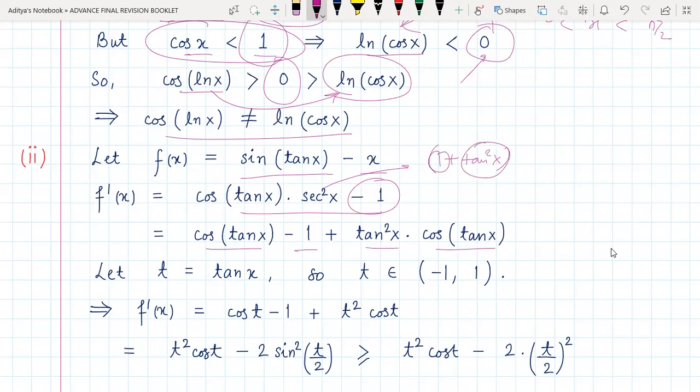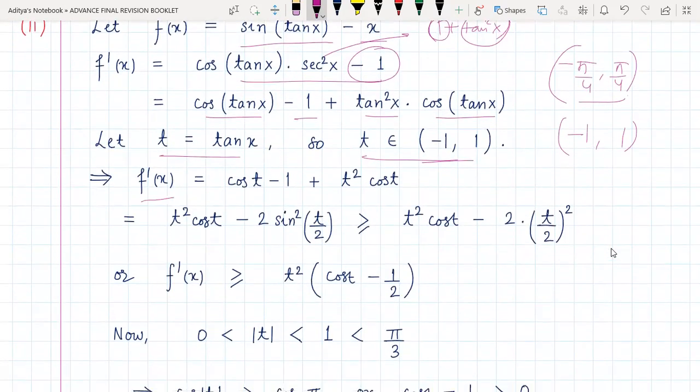Since everywhere we are only having tan x, let's put t equal to tan x, so that t will range from minus 1 to 1, because x lies from minus pi by 4 to pi by 4. Since tan is an increasing function from minus pi by 4 to pi by 4, its range would be tan of minus pi by 4 to tan of pi by 4. But those values are minus 1 and 1. So that's why we have been able to find the range of t.